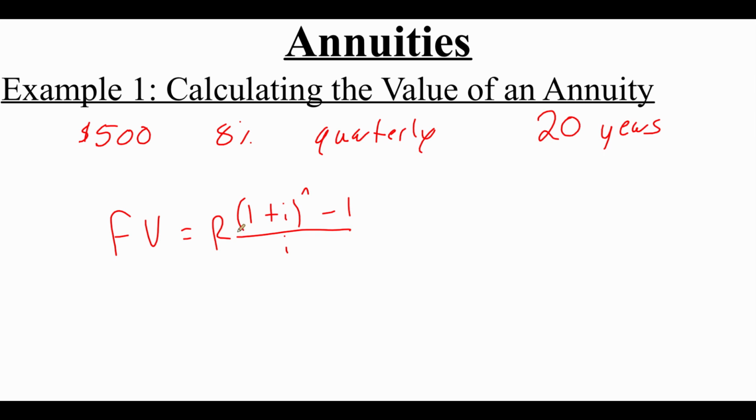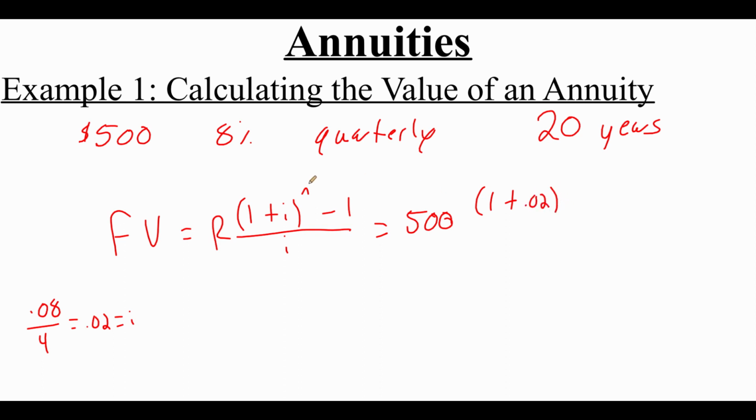So in our formula, the R value is the money that we're paying in at the end of each period. So that's our $500. We said in order to calculate the I value, we would have to take our interest rate divided by the number of compoundings per year. So my interest rate is 0.08, and since we're compounding this quarterly, there's 4 compounding periods per year. So my I value is going to end up being 0.02. So I've got 1 plus that 0.02.